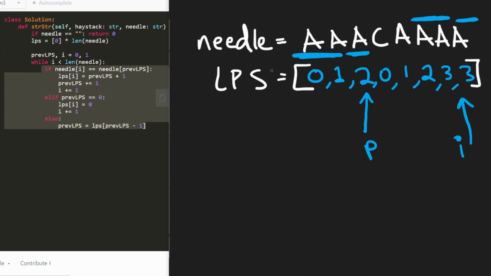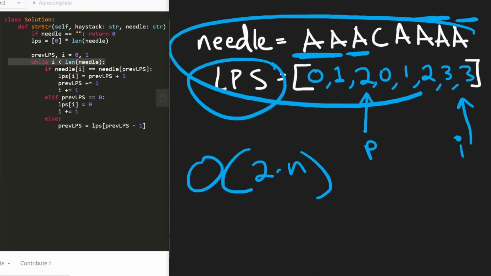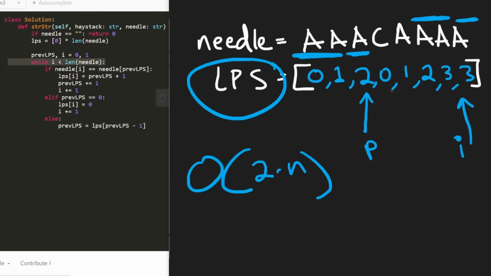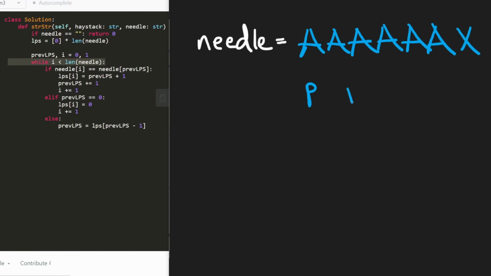So that was a lot of work just to set up this LPS. And the time complexity of setting this up is actually just going to be the length of the needle times 2 in the worst case. I won't talk too much about why that is, but if you pick any example and go through this, you'll see that this is not exponential or n squared or anything like that. Yes, sometimes we have to decrement our p, but if you took the example where we just have a ton of a's and then, at the end of it, we have an x or something, the p pointer and i pointer will continuously be incremented by 1 each time.